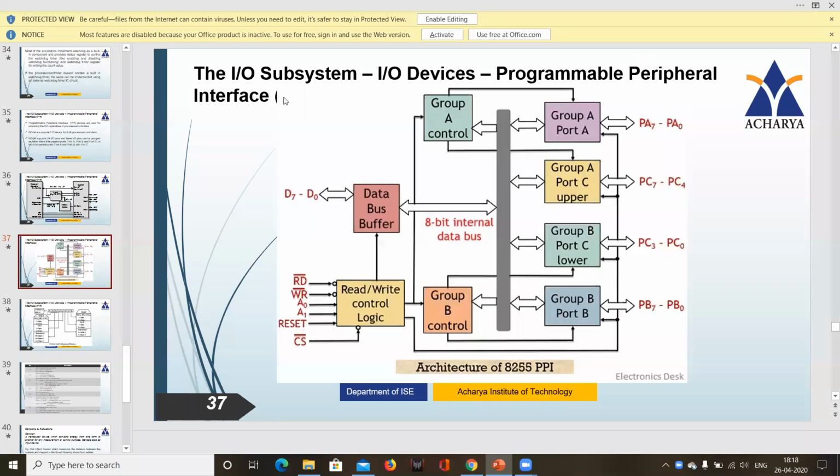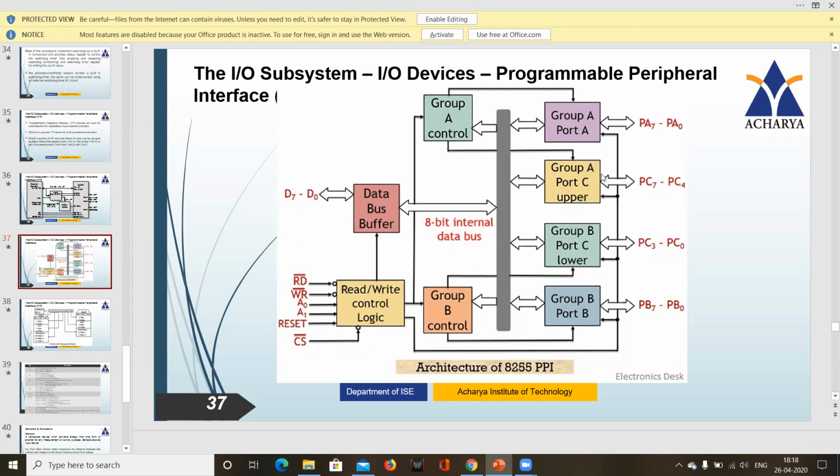Now, we are going to see the programmable peripheral interface internal connection. In this particular diagram, the 37th slide, you're seeing the port A, port C, port B, all these ports. I was telling that port A is acting as an input port, port A is acting as an output port.